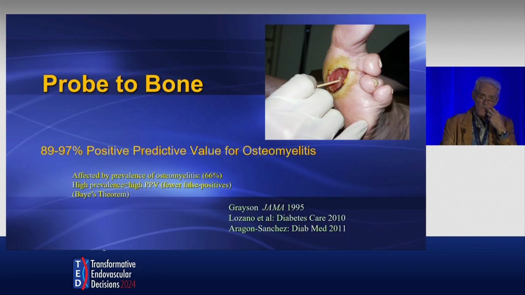So practicing and training in Boston, the infamous Grayson paper from March of 1995 yielded an 89% positive predictive value for a positive probe to bone test. I still rely on that. Those of you who have trained with me know that I always had some sticks in my pocket to probe to every bone, every wound, because if you look for it, you will find it.